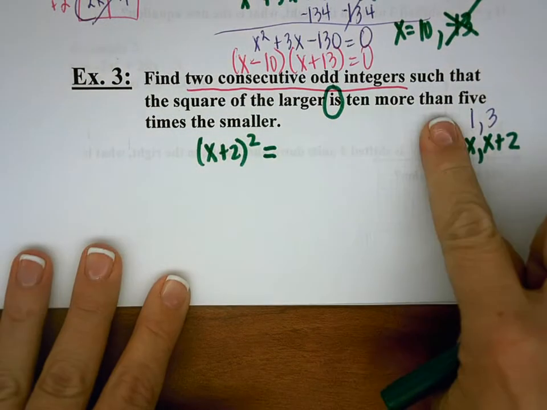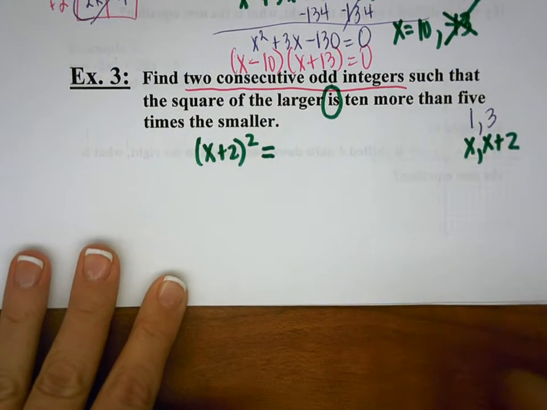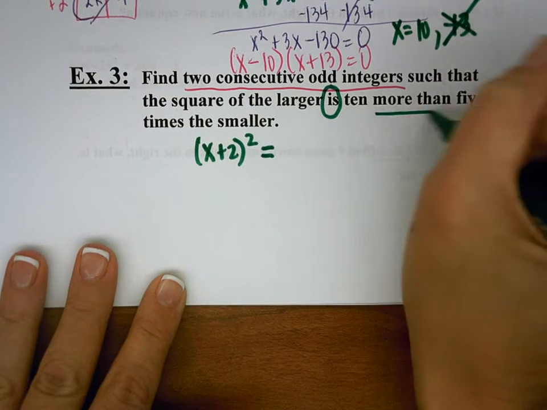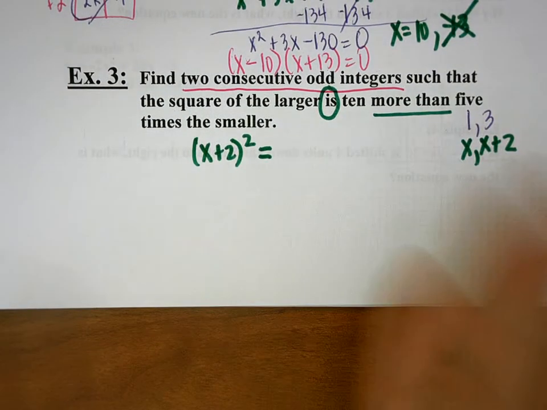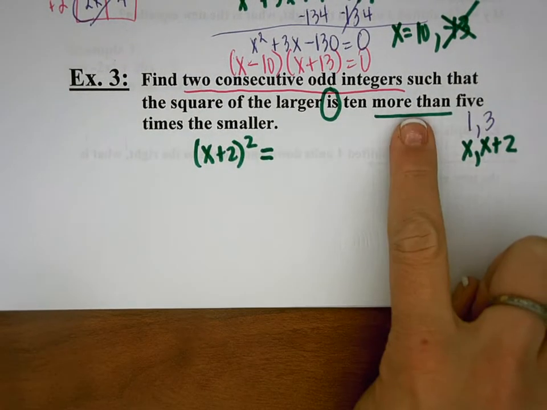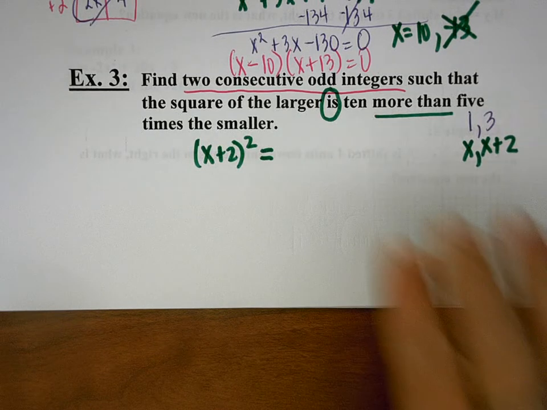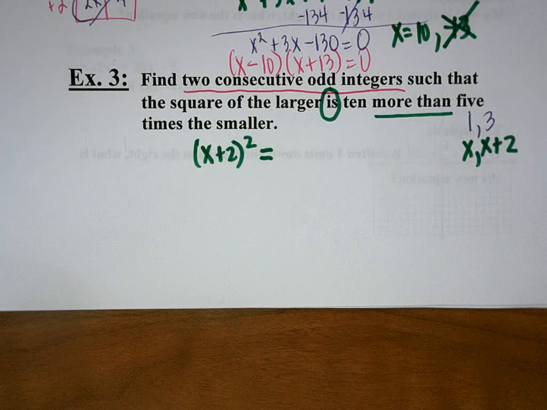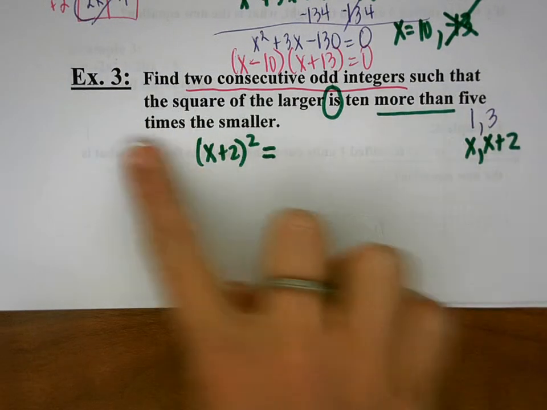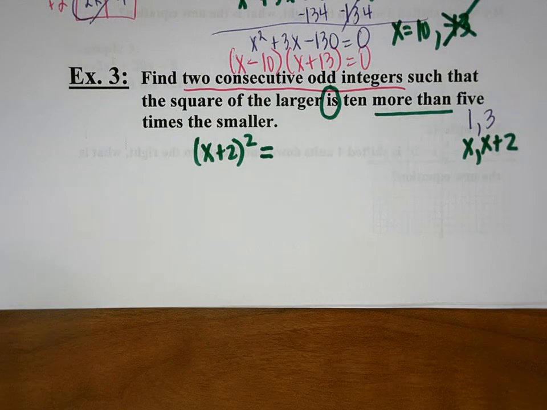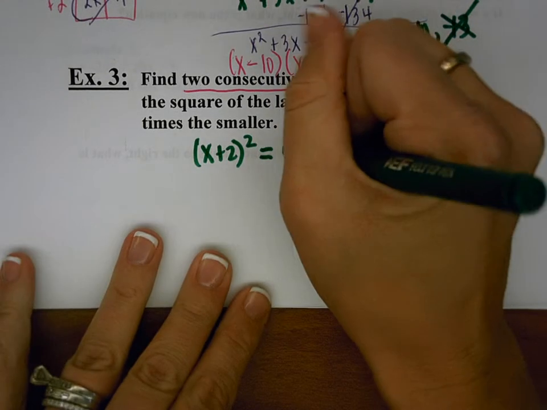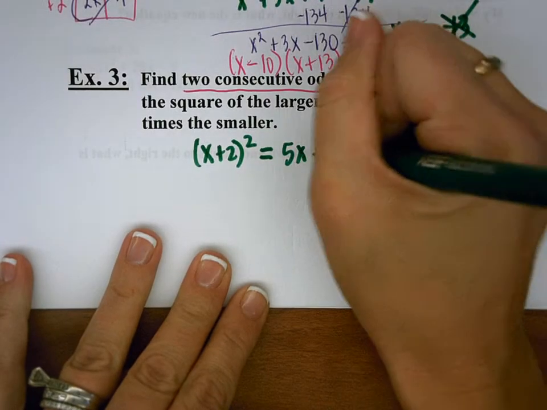10 more than 5 times the smaller. Well, whenever you see more than or less than in a problem, but you already did the equal sign, this means adding or subtracting. Also, it means that you're adding something to something you already have. So you always go to the second part and write that first. So what is 5 times the smaller? 5x plus 10.